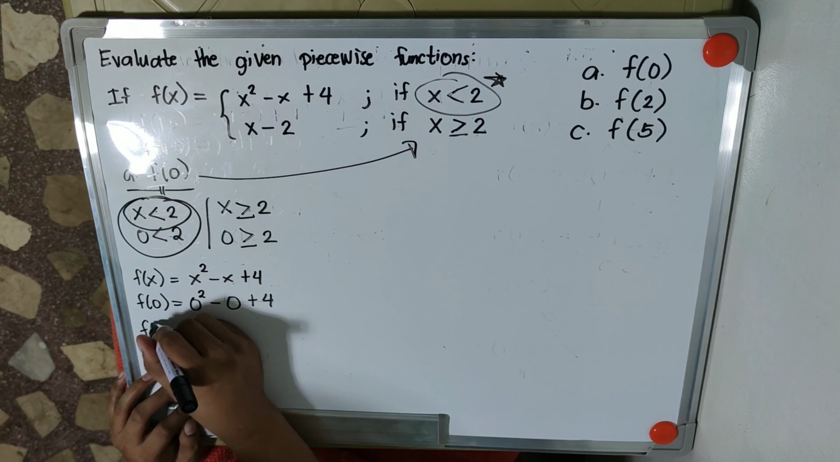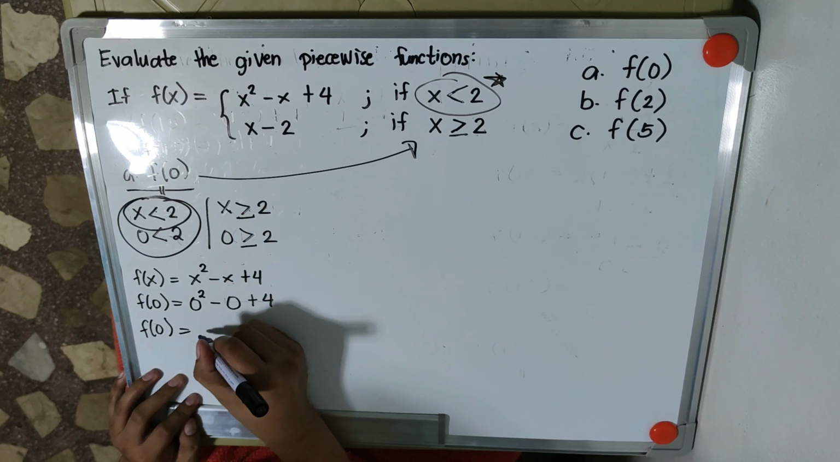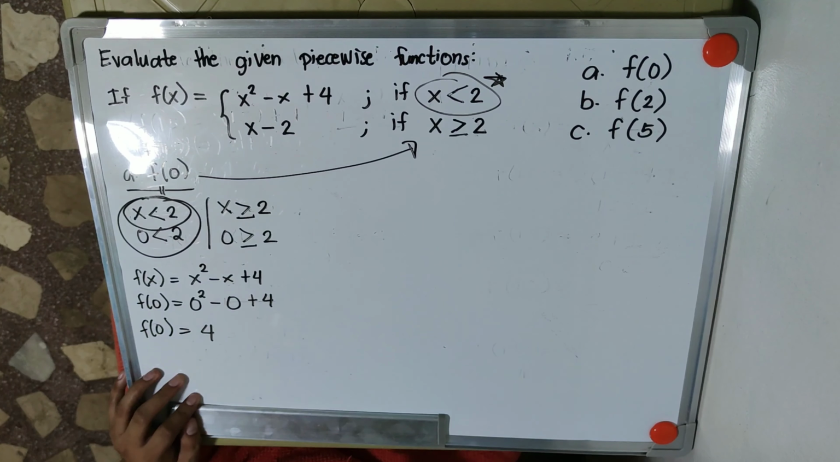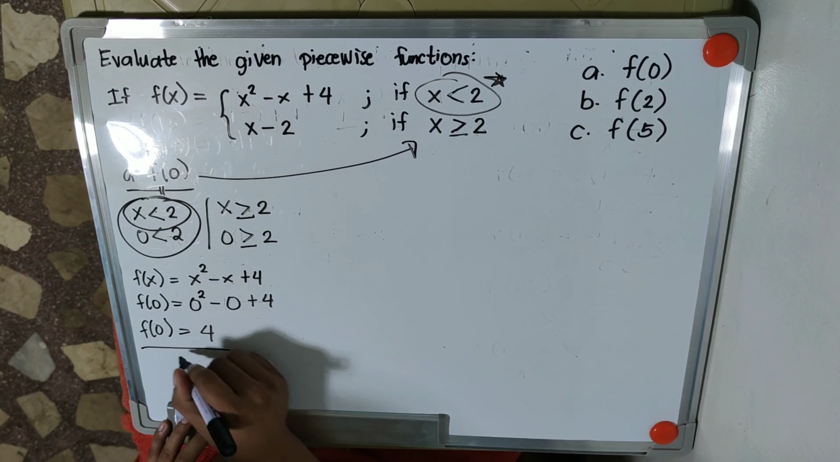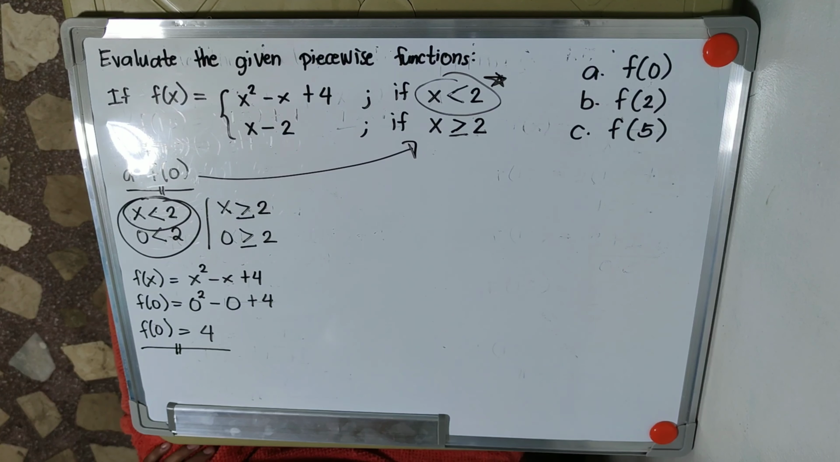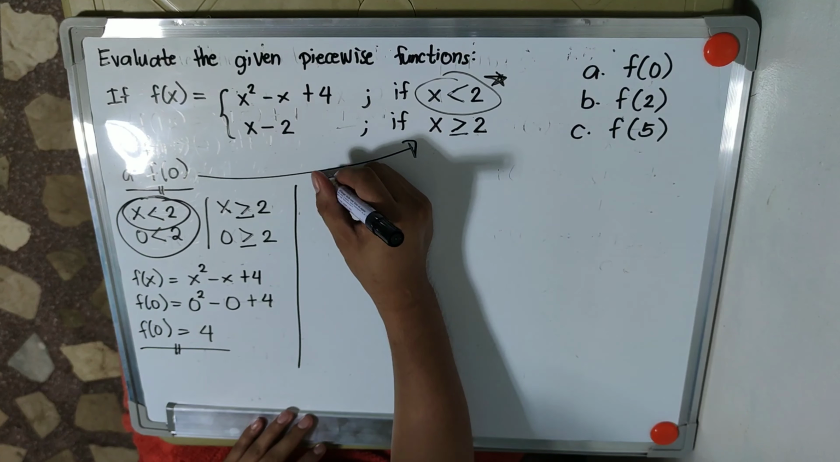So therefore, our f of 0 is equal to 0 plus 0. So this is 4. 0 squared is 0. So 4 plus 0 plus 0, that is 4. Therefore, our f of 0 is equal to 4. And that is our letter A. Let's proceed to letter B.